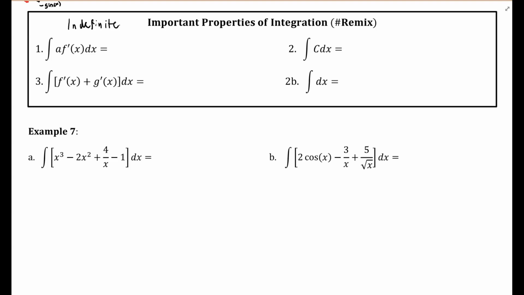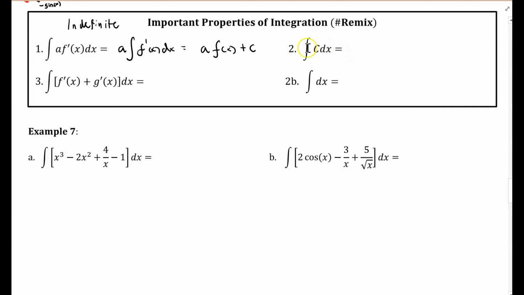Important properties of integration, hashtag remix. The properties are as follows. Number 1, the integral of a times f prime dx is equal to, well, the first thing that you should know with a constant is that you can go ahead and pull it out. This is a times the integral of f prime of x dx, which just ends up giving you a times f of x plus the constant, okay? So that's very simple and straightforward.